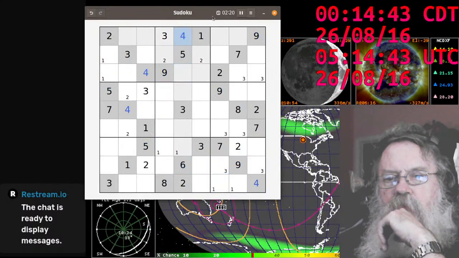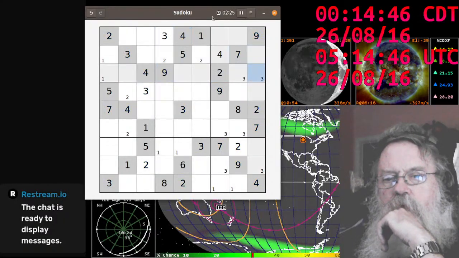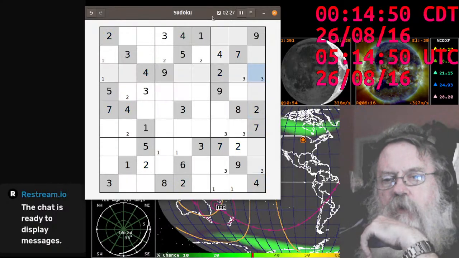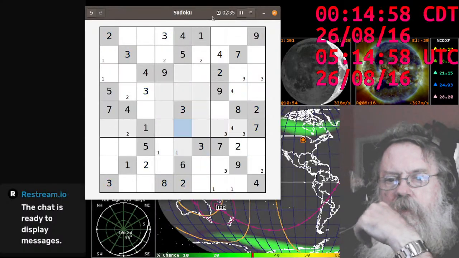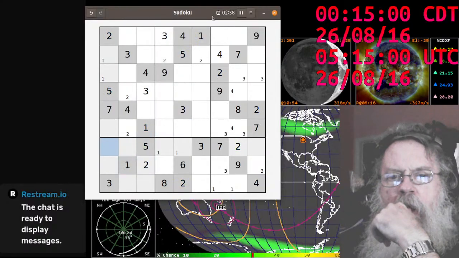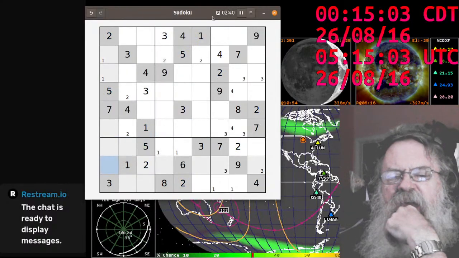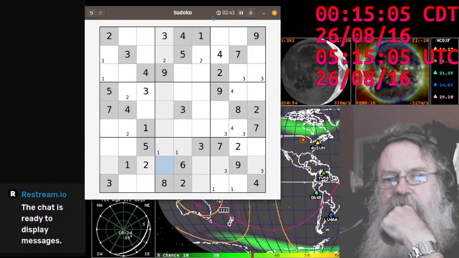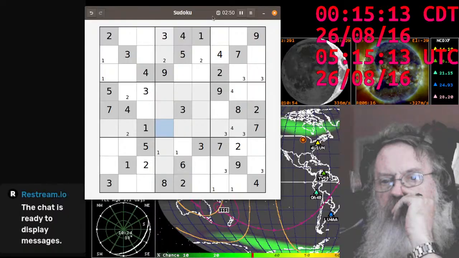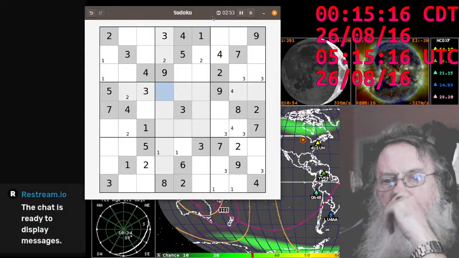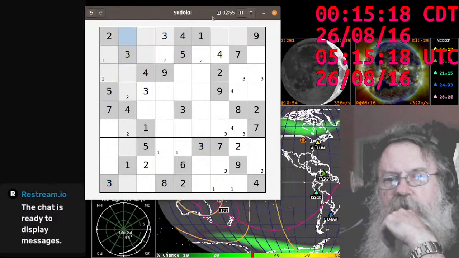So we move on to 4s. We've got a 4 here, here. This gets to be a 4 because this blocks this one. One of these two is a 4. Three possibilities here and three possibilities here. And here I've got four possibilities.